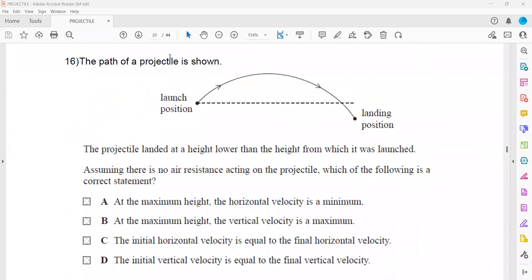In question 16, the path of a projectile is shown. The projectile landed lower than the height from which it was launched. Assume that there is no air resistance acting on the projectile. Which is the correct statement? At maximum height, the horizontal velocity is minimum. That is totally wrong, because the horizontal component of velocity does not change at all unless they mention there is air resistance.